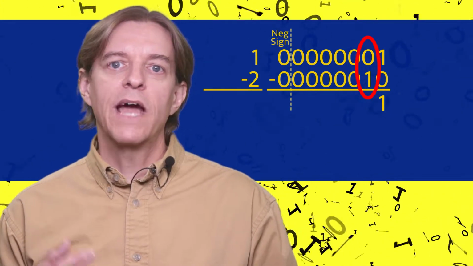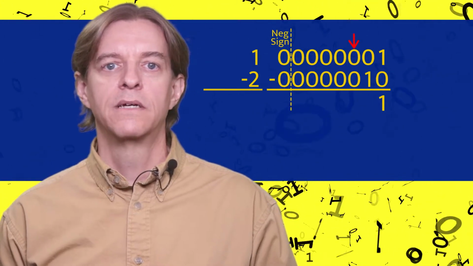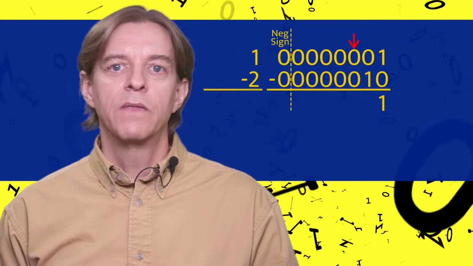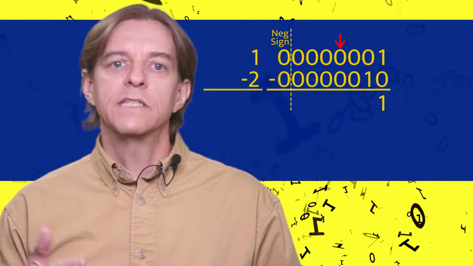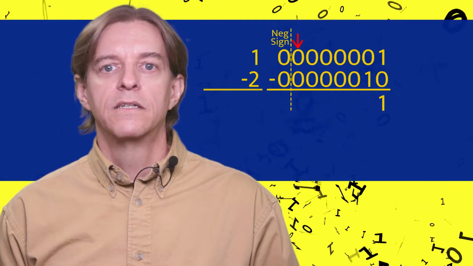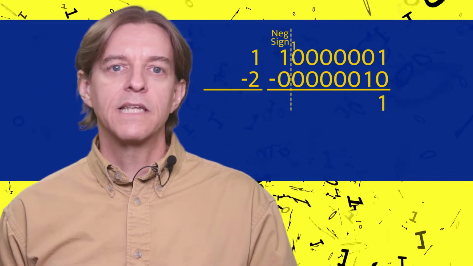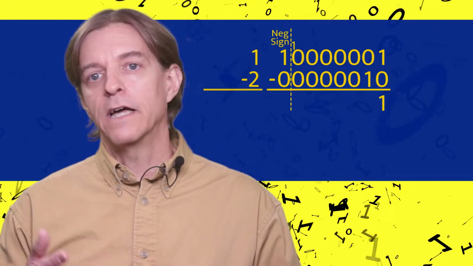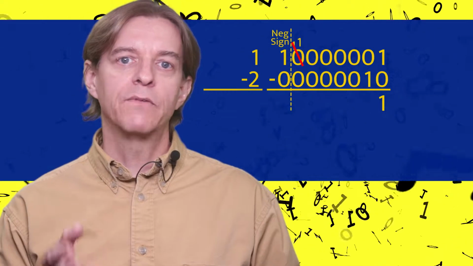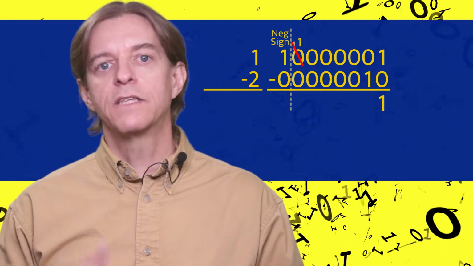We can't do this, so we have to borrow from the previous column. But since the previous column is 0, we go to the next column. We do this until we run out of columns. So we set the negative sign and make this last column 1, 0, or the value 2. Now we can borrow 1 from that column, leaving 1, and shift to the next column.